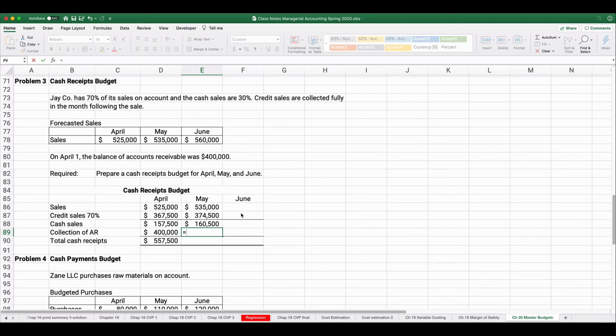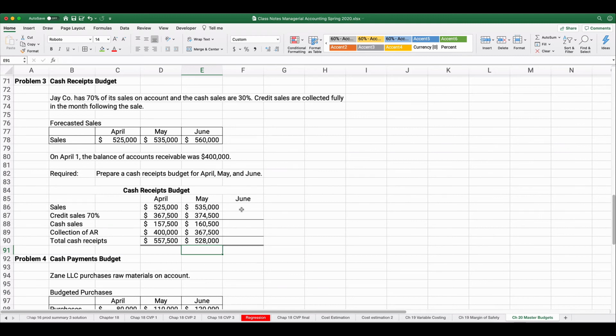So I'm going to point to the month of April. We're going to collect the April sales in May. So that's 367,500. We're going to add up the cash sales plus the sales collected from April. So we expect to collect $528,000.